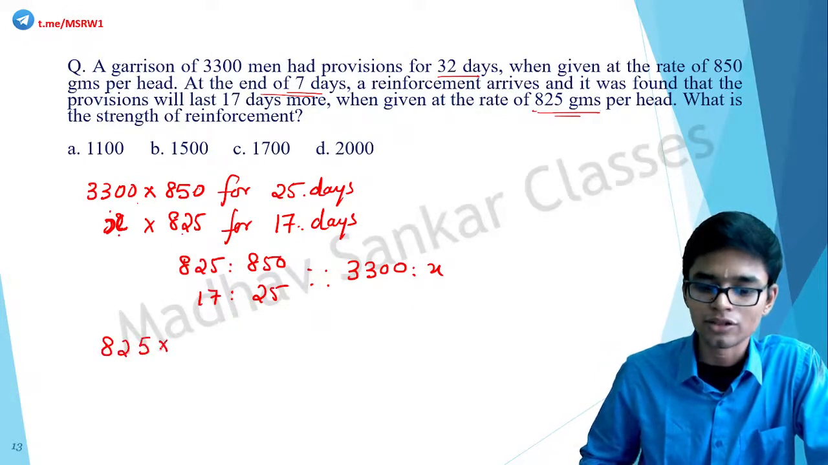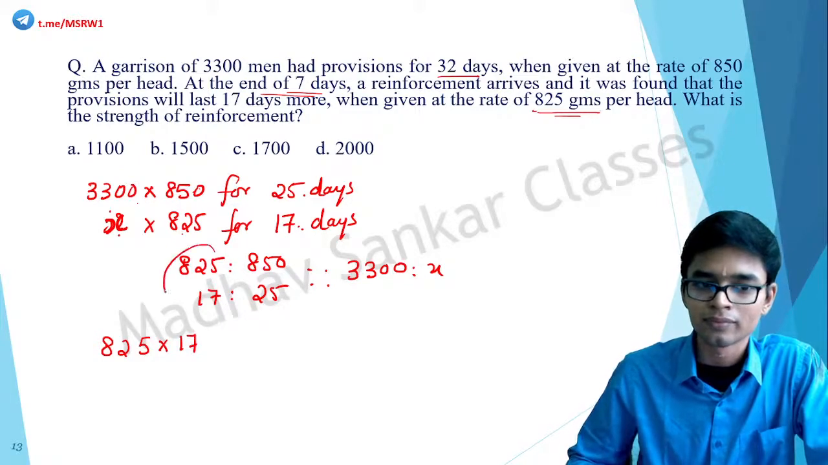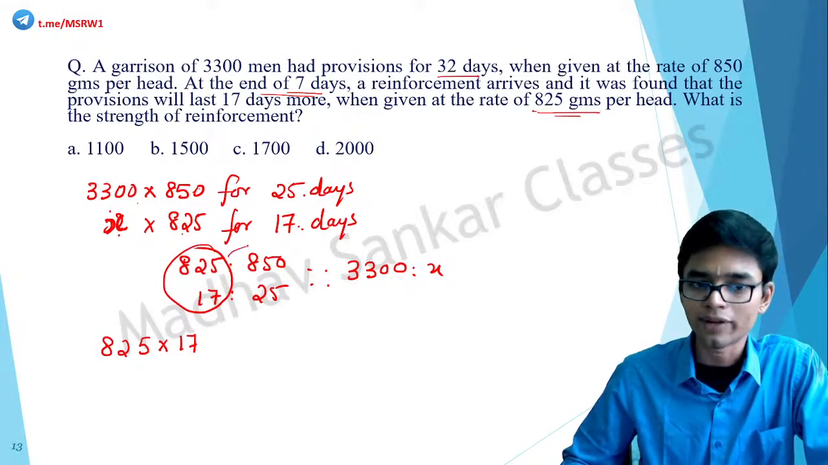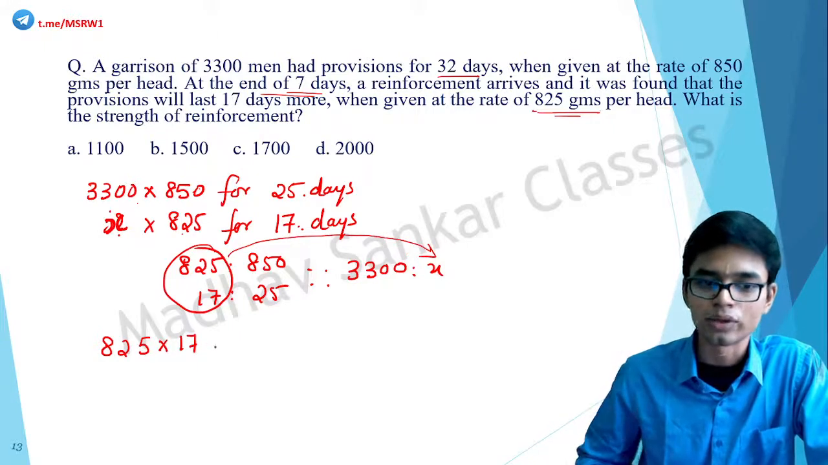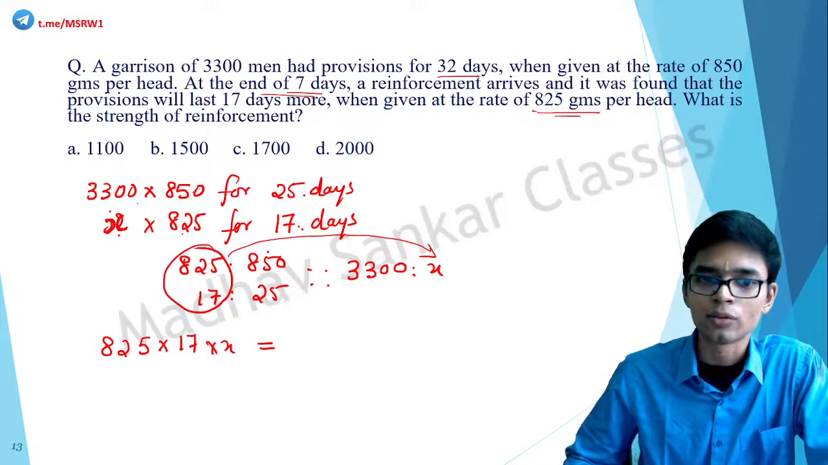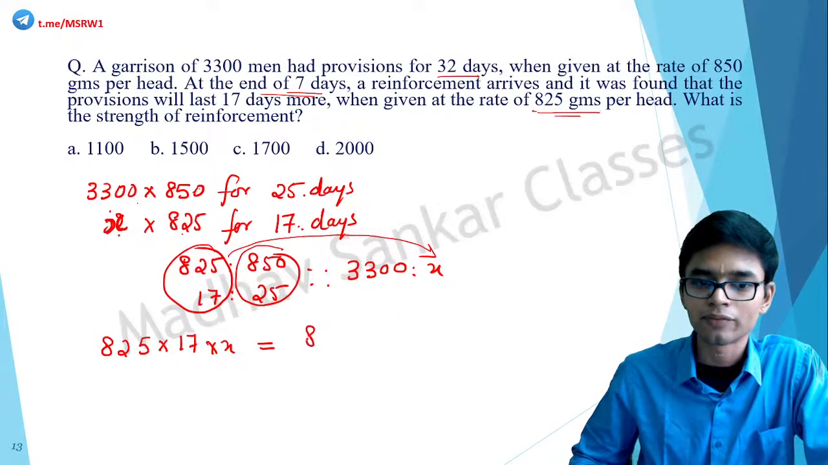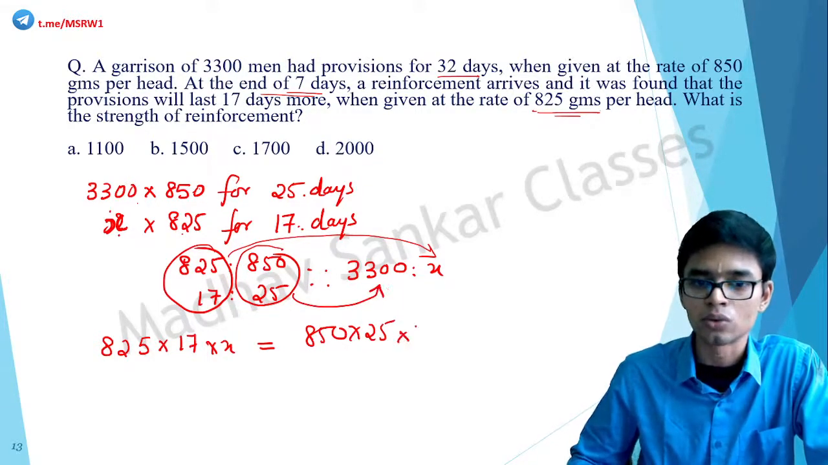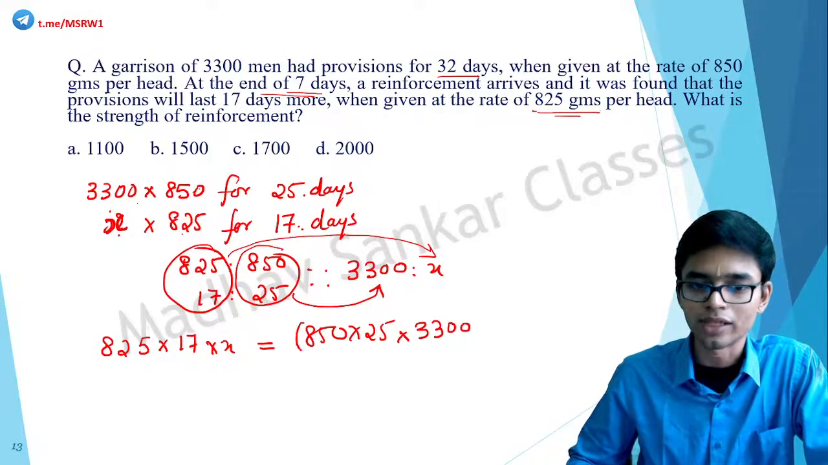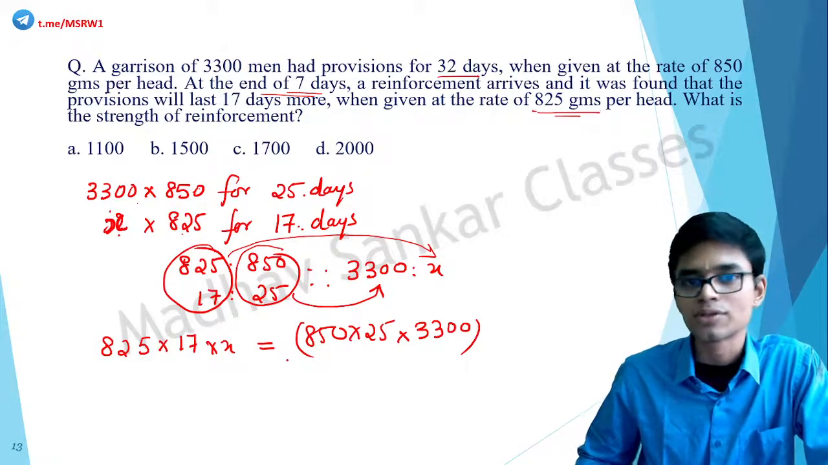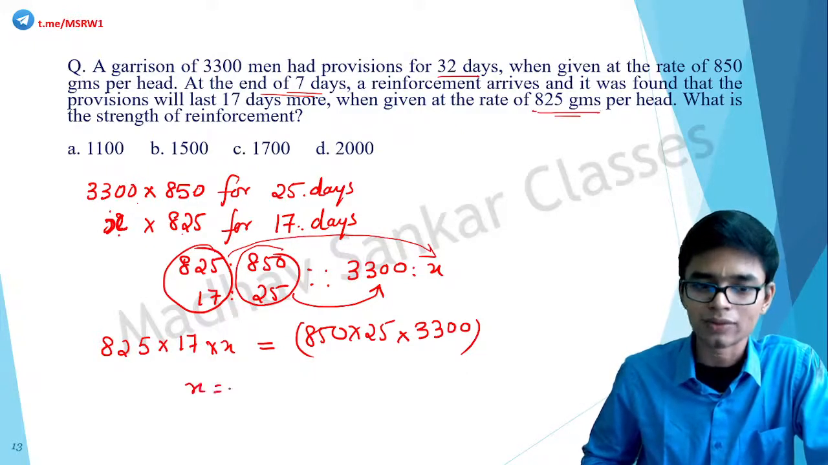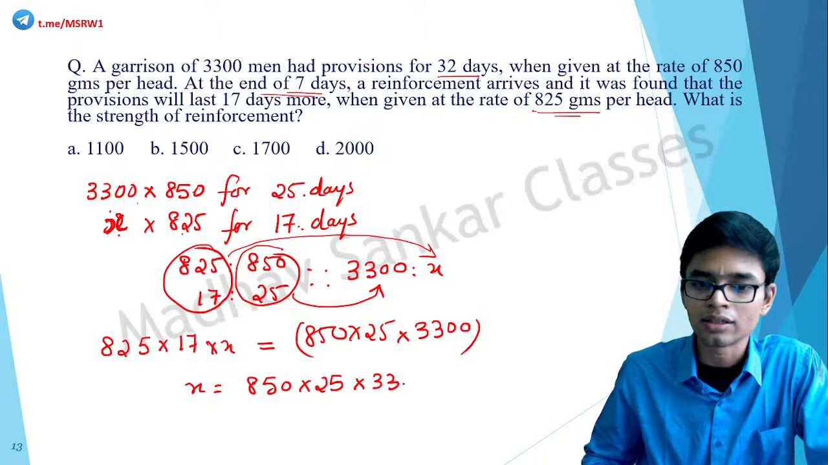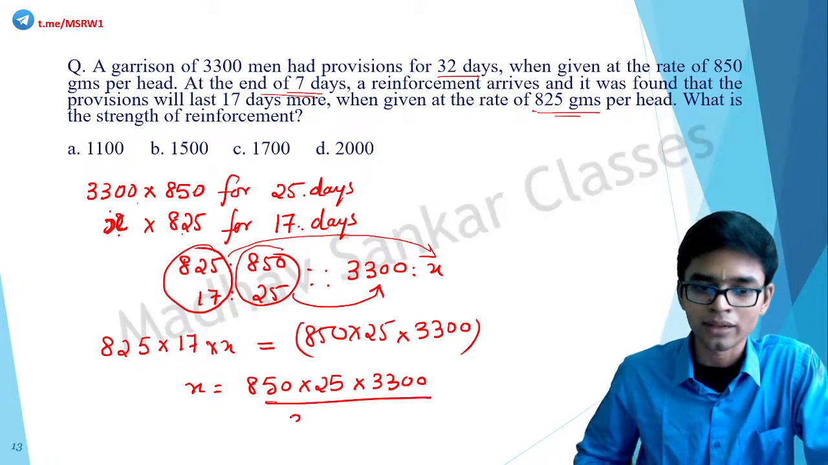825 into 17 into X is equal to 850 into 25 into 3300. The product of extremes is equal to the product of the means. Solve for X. That's it. So X is equal to 850 into 25 into 3300 divided by 825 into 17.